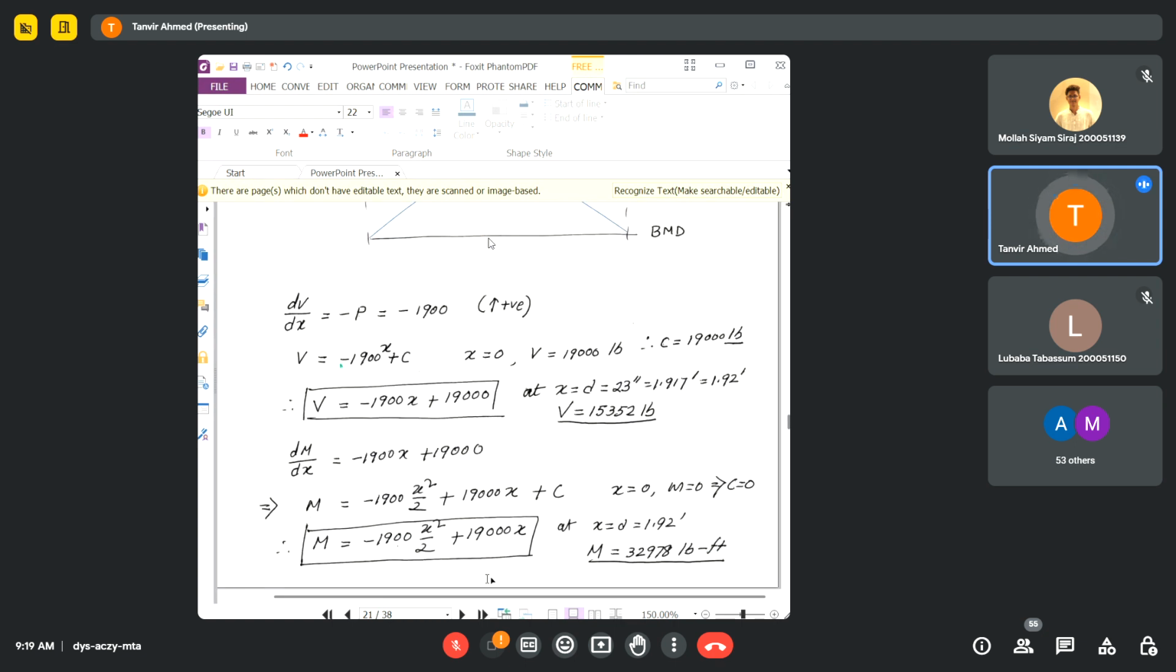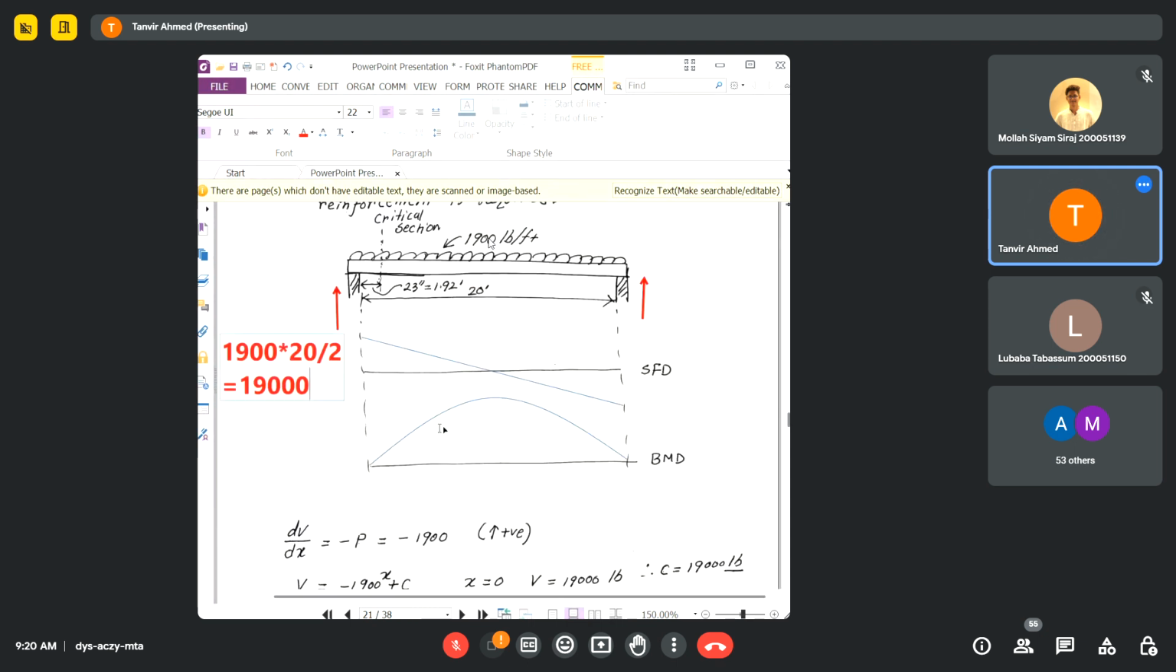Okay, and the value of moment will be nothing but the first integral of this particular equation. এটা আমার ইকুয়েশনটা, and then you get the first integral. The first integral of this equation will be nothing but this one. Okay, and you can get the value of C.